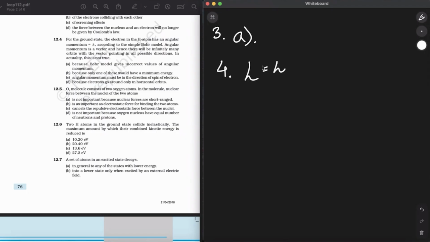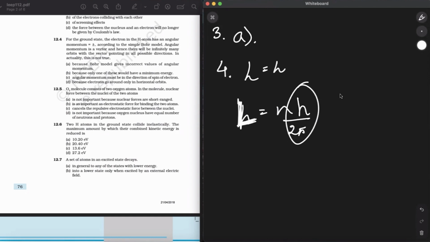Option A: because the Bohr model gives incorrect values of angular momentum. Yes, this statement is correct. The Bohr's second postulate states that the electron revolves around the nucleus only in those orbits for which angular momentum is an integral multiple of h upon 2 pi, where L equals n times h upon 2 pi. So this is L. Angular momentum is an integral multiple of h upon 2 pi. This is the statement of Bohr's second postulate. So option A is correct.